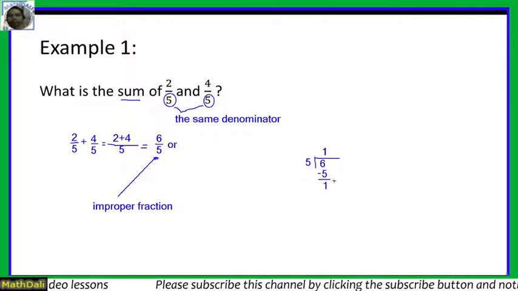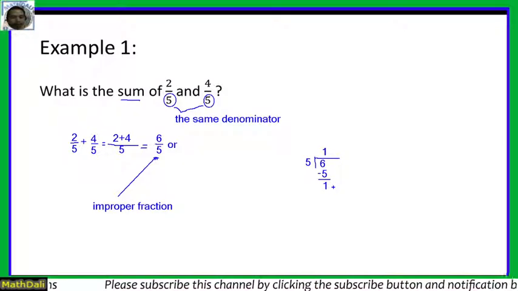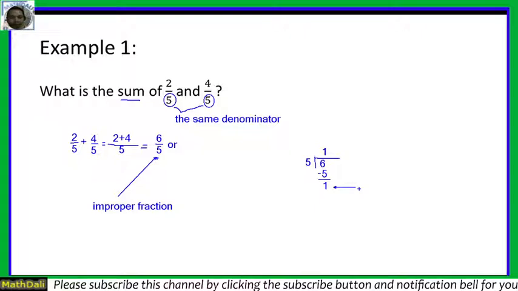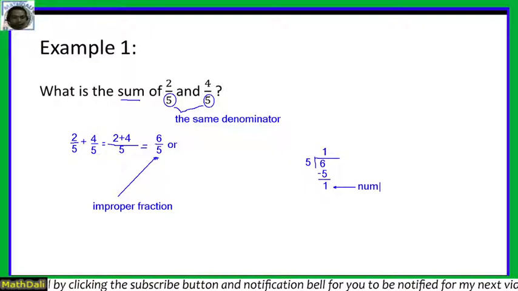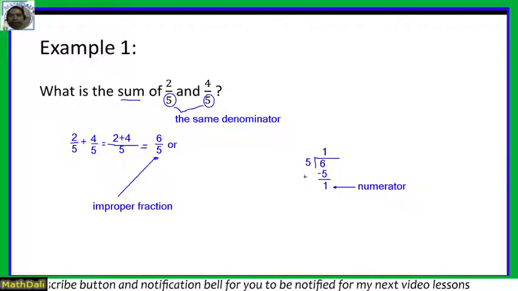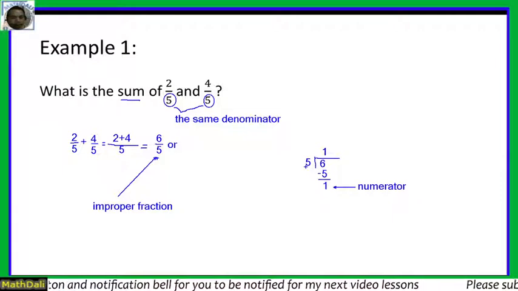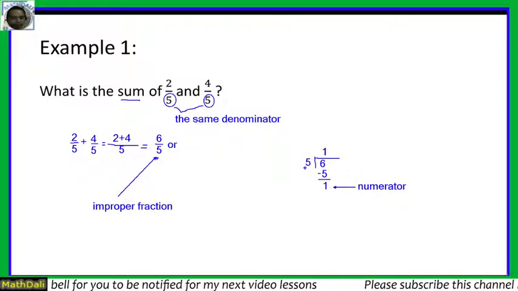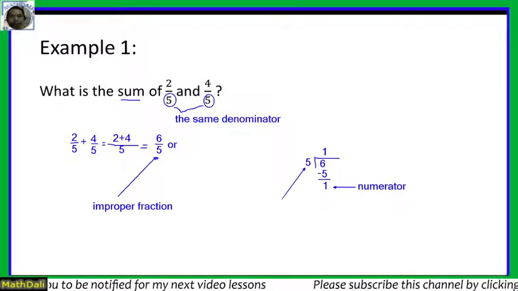Okay, so itong remainder na to, ito yung magiging numerator ng fraction ng ating mixed number. So, this will be the numerator. At itong 5 naman dito, ito yung magsisilbing denominator natin. Yan pa rin yung ating denominator.